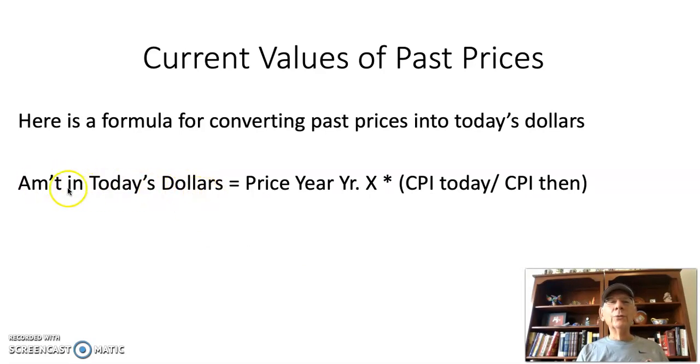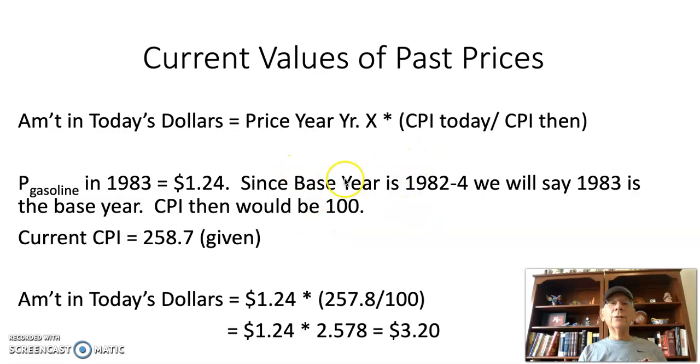So if you want to know something in the past, like that $1.24, how much is that worth in today's dollars? We take that price way back when, multiply it by the consumer price index today, and divide it by the consumer price index then. In other words, if prices have doubled, then $1.24 in 1983 would be equivalent to twice that amount, $2.48 today. So let's work through that. Let's use the actual examples.